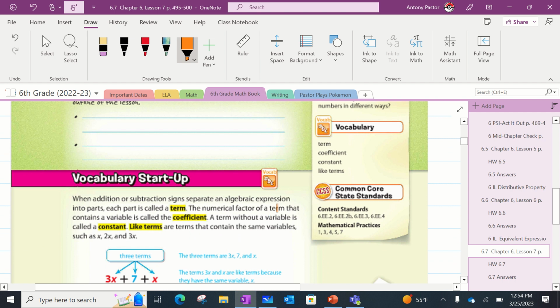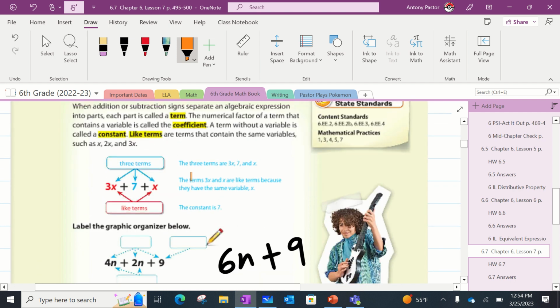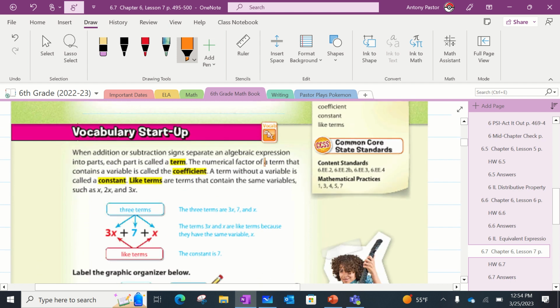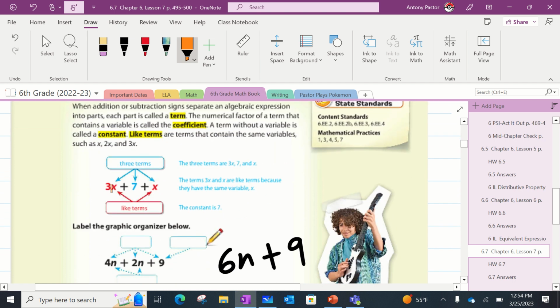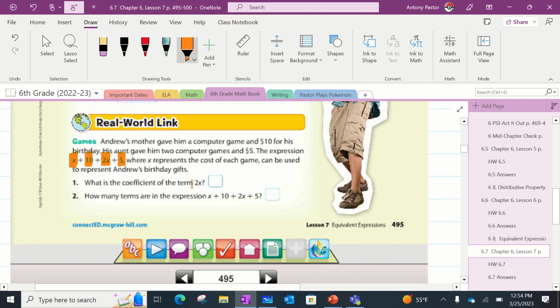The numerical factor of a term that contains a variable is called the coefficient. The numerical factor meaning the number that's in front of the variable. So in this case, the coefficient is 2 in 2x. So this 2x representing 2 video games that his aunt gave him, but his mom also gave him 1.